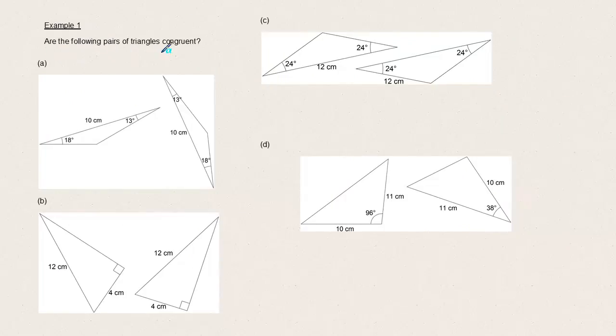Are the following pairs of triangles congruent? If we look here, we've got an 18-degree angle here and here, a 13-degree angle here and here, and then we can see the 10-centimeter side is between those two angles that we know. So yes, these are congruent, and the reason is angle side angle.